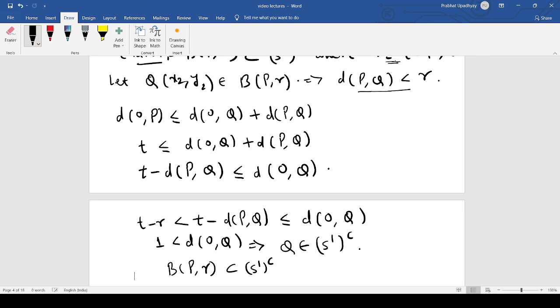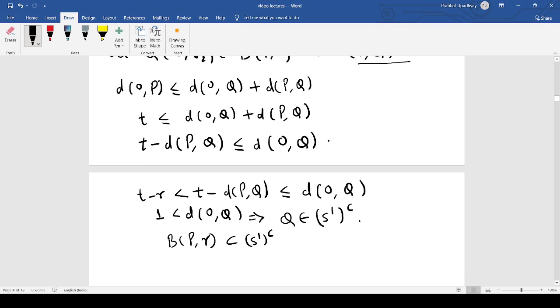So in both the cases, we could find R greater than 0 such that the open ball centered at P of radius R lies totally inside the complement of S1. And this proves the complement of S1 is open. And it will prove our closed unit ball, that is S1, is a closed set.